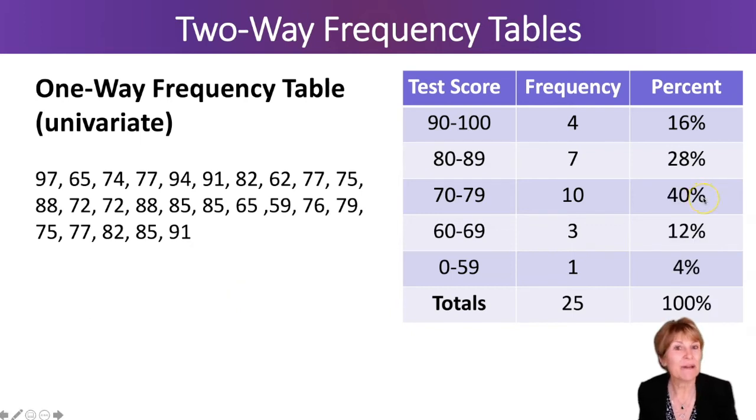70 to 79, we had 40% of students score a C, 12% of students scored a D value, and 4% of students scored in the F range. If we add up all of our percents, they should add to 100%.